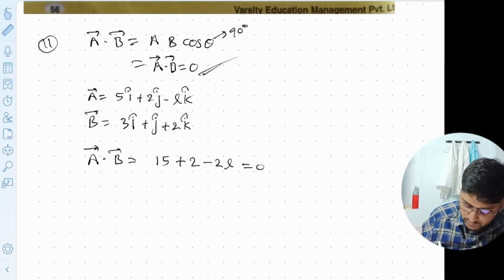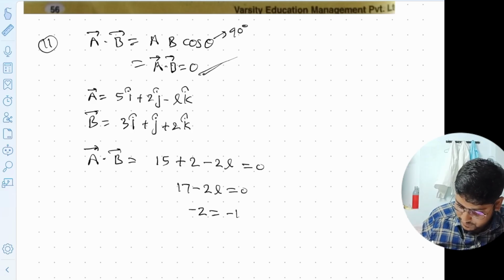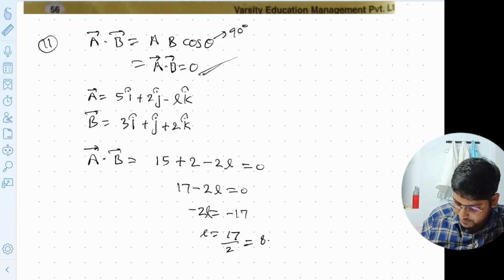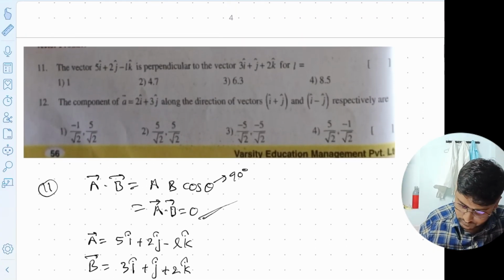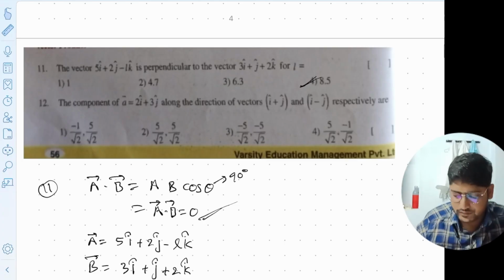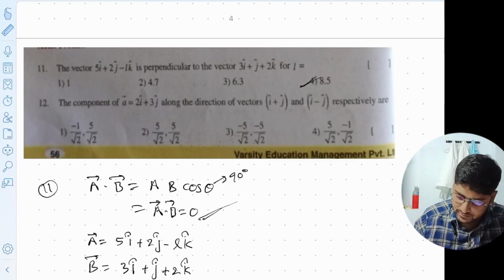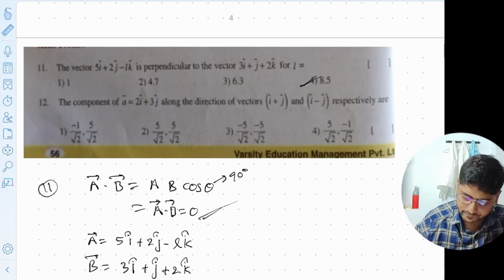Then 15 plus 2 is 17, so 17 minus 2l equals 0. Then minus 2l equals minus 17, the minuses cancel, and l equals 17 by 2, which equals 8.5. So the answer for the 11th is 8.5.